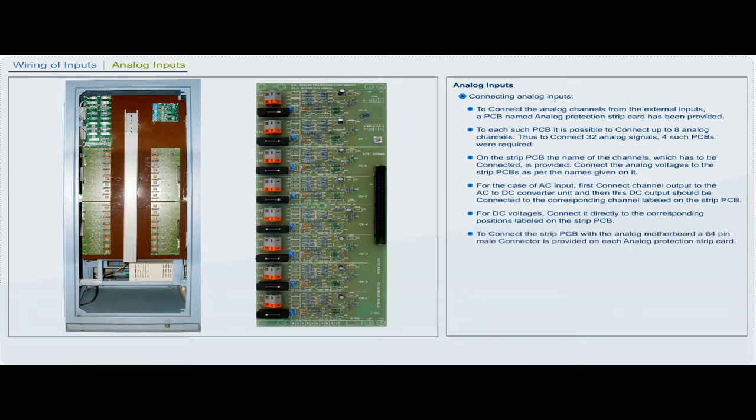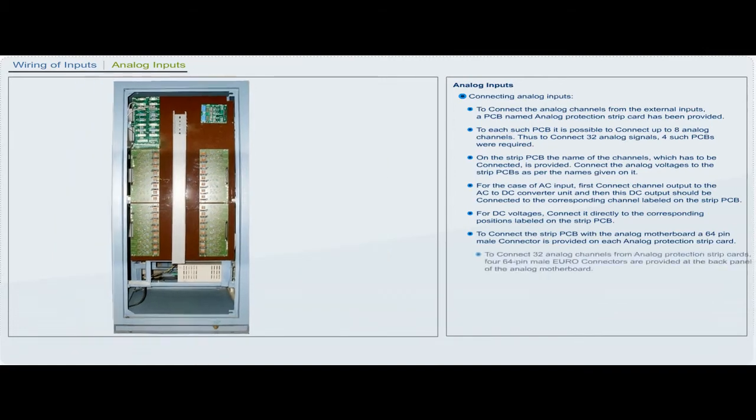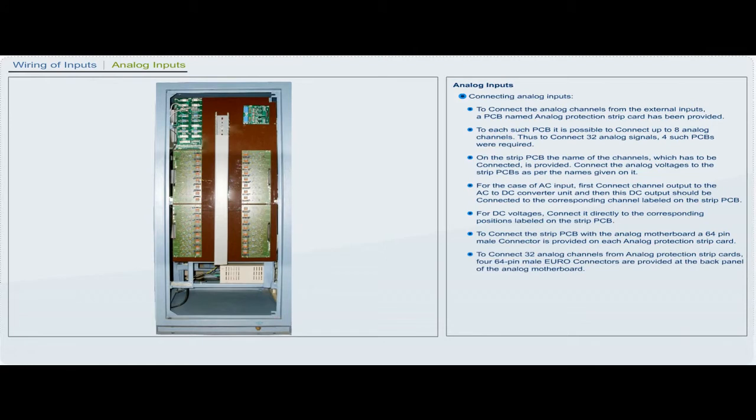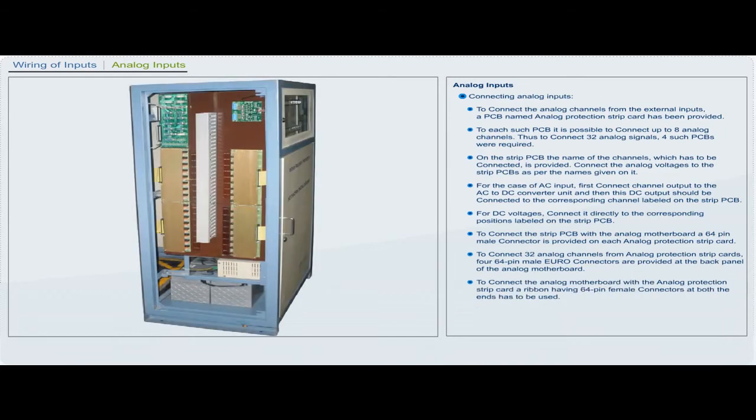To connect the strip PCB with the analog motherboard, a 64-pin male connector is provided on each analog protection strip card. To connect 32 analog channels from analog protection strip cards, 4 64-pin male Euro connectors are provided at the back panel of the analog motherboard. To connect the analog motherboard with the analog protection strip card, a ribbon having 64-pin female connectors at both the ends has to be used.